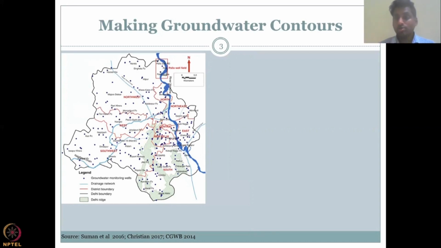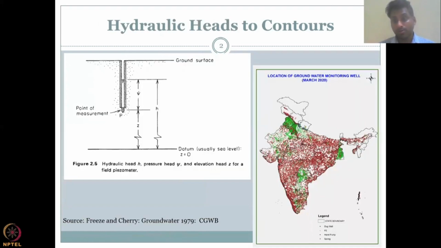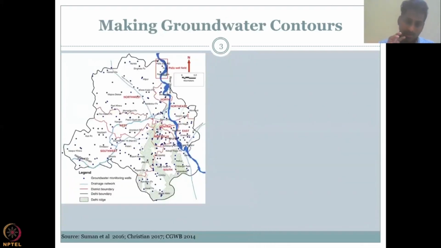In the previous slide, I showed you the map of India and where the wells are, but let's look at a closer look at one particular study by Suman et al., where they show the location of groundwater monitoring wells and the data is taken. Once you take the data, you have estimated the hydraulic head, which is the elevation of the water level from the 0 level. And from there, we're trying to get more information on how water flows between the wells.